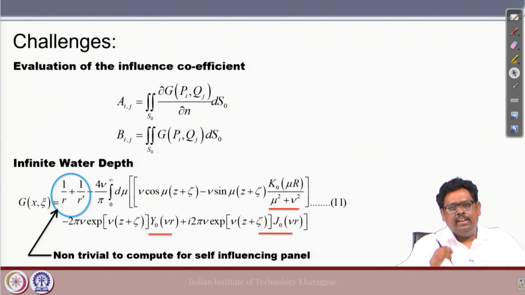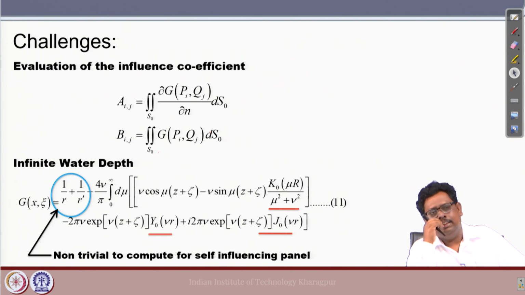Today what we are going to discuss is the complexity or the challenges to compute this A I j and then B I j. Now, if you look here, there are two challenges. The first challenge is to get the value for 1 by r plus 1 by r dash. Now, when r equals 0, that means when the source panel and field point coincide together, at that time you can have a difficulty to get it.